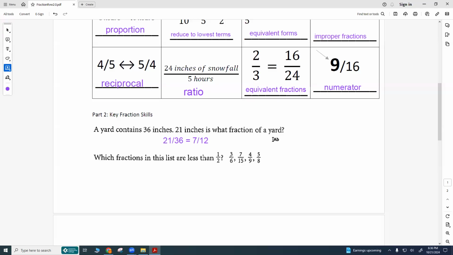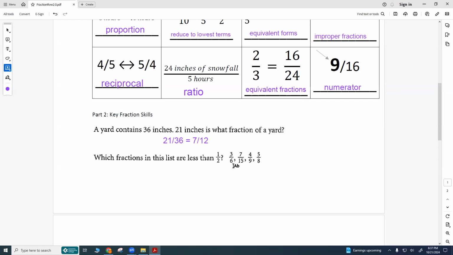Not very useful, but it looks like you're doing a good job of putting what we have over what is our whole unit here, and then looking at it: do we need to reduce it to a simpler form? All right, which of the fractions in this list are less than 1/2?